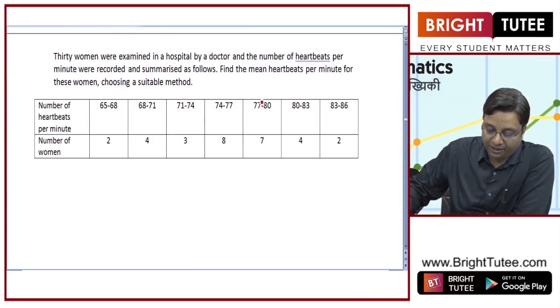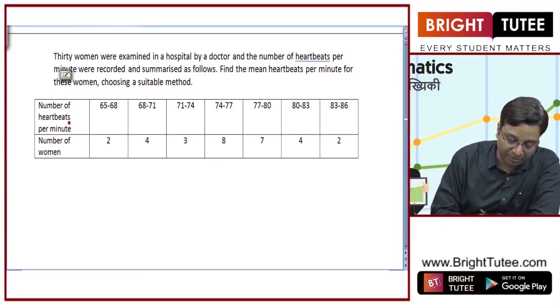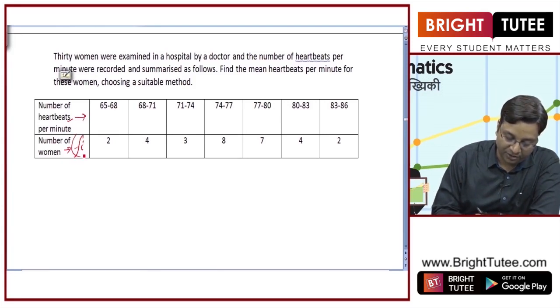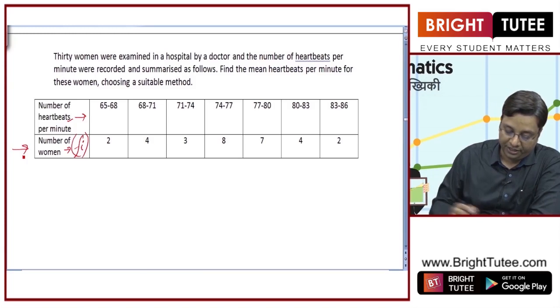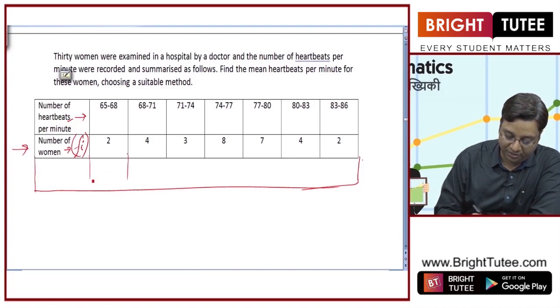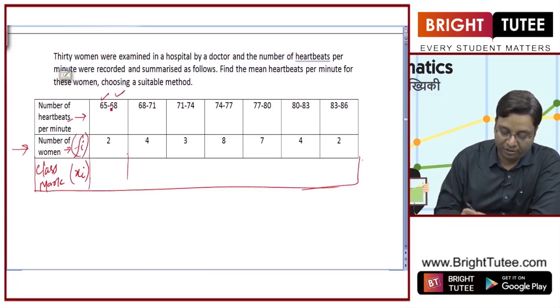30 women were examined in a hospital by a doctor, and the number of heartbeats per minute were recorded and summarized as below. Find the mean heartbeats per minute for these women, choosing a suitable method. So the number of heartbeats per minute are given in these classes, and the frequency or number of women is given by this row here, right? So the first step is to find the class marks or xi, which is lower limit plus upper limit divided by 2.